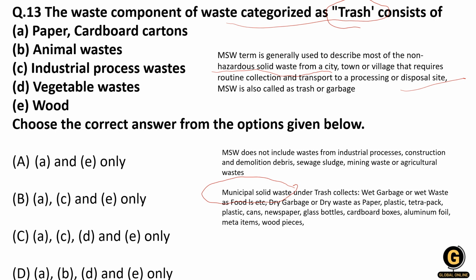And what is not trash? Industrial processes are not trash. Demolition debris, sewage sludge, mining waste and agriculture waste do not come under trash. Animal waste will also be taken out, and paper, board, cardboard, cartons and wood will be trash. Remember, the definition of trash is that which requires daily routine collection, transport and recycling. So it is called trash. So our correct answer will be A and E, right? So the correct answer is A and E.